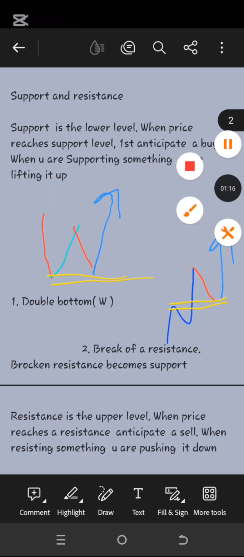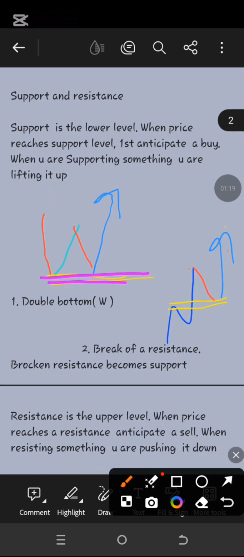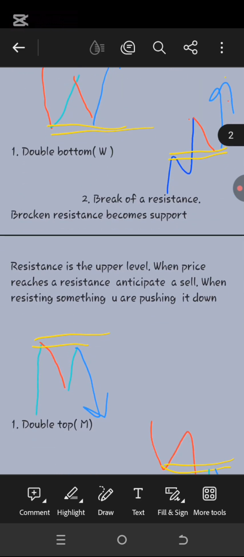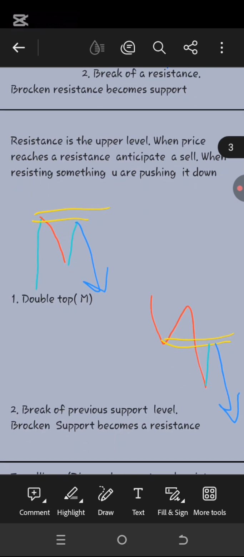We've got two types of support. This is a reversal support over here, and this is a continuation type of support. For a reversal, we are simply creating our W. The second one is the break of resistance. Right over here, we push up, break the structure, and continue the trend, then pull back. This is what I call zone flips.